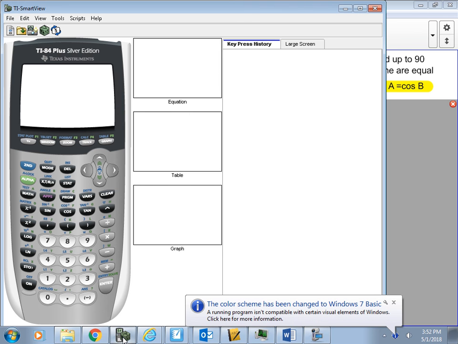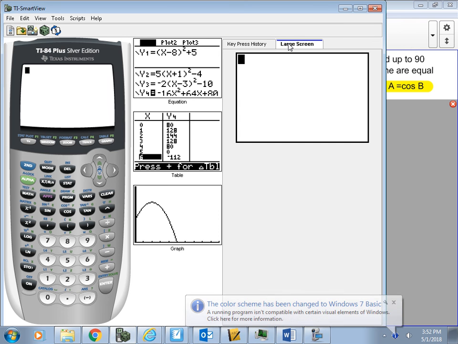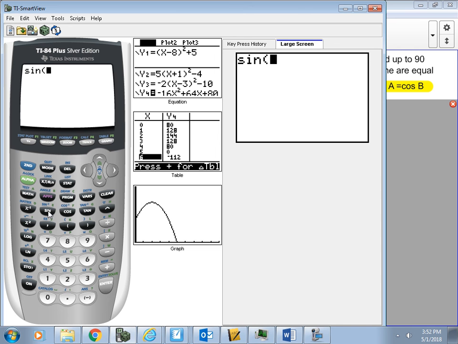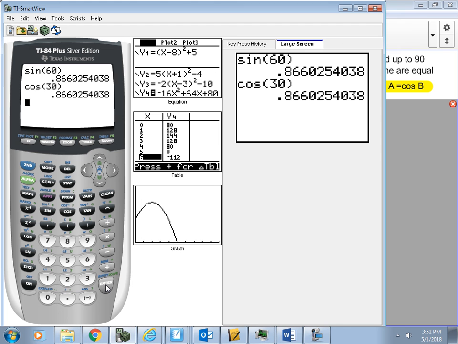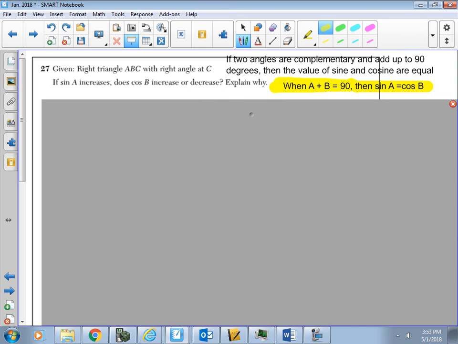All right? So if I look at my calculator here, and if you pick any angles that add up to 90, so let's just say 30 and 60. So if I take the sine of 60 and the cosine of 30, right, they're equal. If I take the sine of 50 and the cosine of 40, they're equal. Now notice, those angles add up to 90. So when the angles add up to 90, the sine and cosine of those two angles are going to be equal.